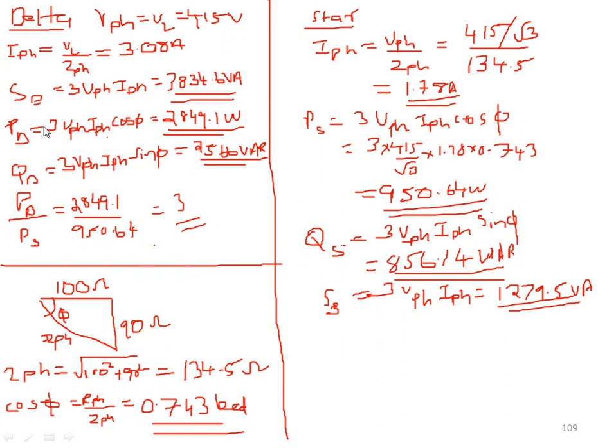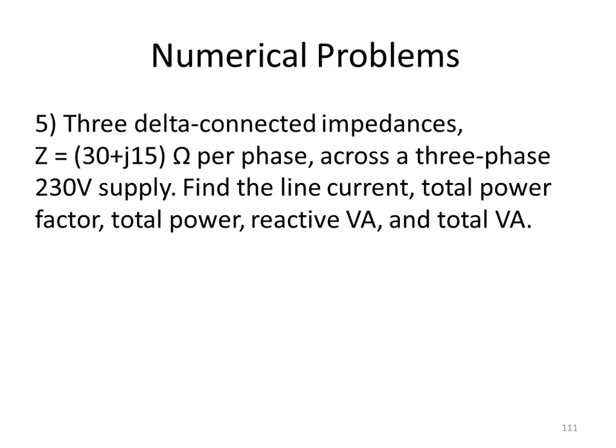Now, if you find the ratio of power in delta to power in star, you will get 3. That means, what is the inference? The inference is power in delta is 3 times power in star. That is the inference from this question. Hope you have understood the question. Going to the next question.